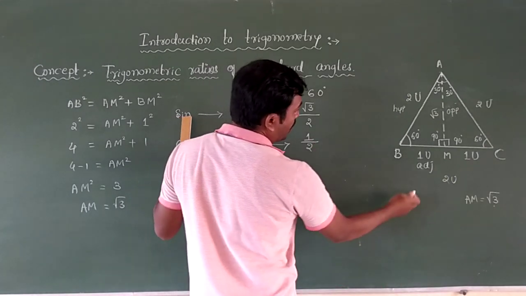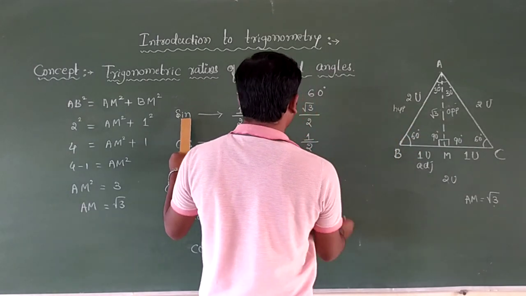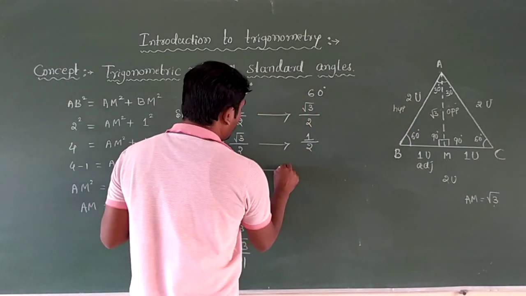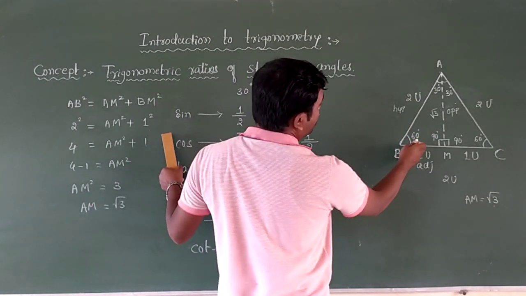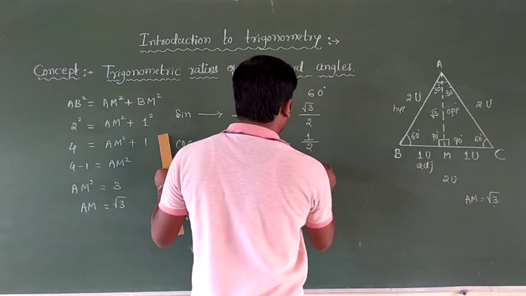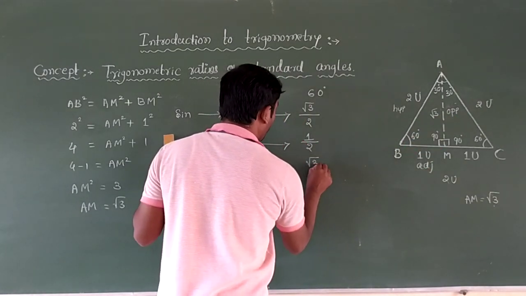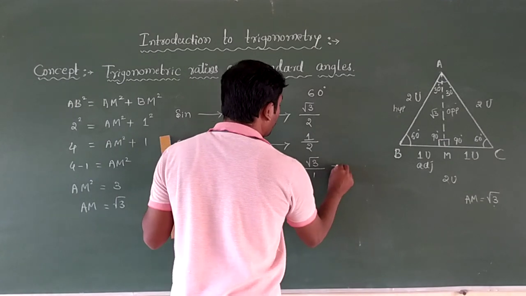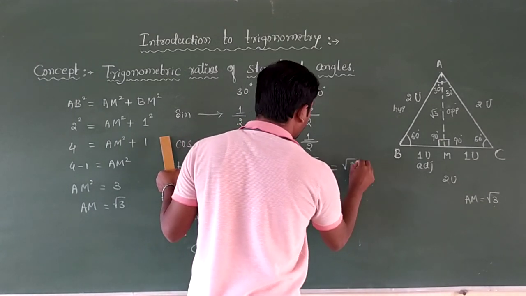It is 1 by 2. Adjacent divided by hypotenuse is 1 by 2. Next, tan 60. Tan 60 is what? Opposite by adjacent, that is root 3 divided by 1. Root 3 divided by 1 is root 3.